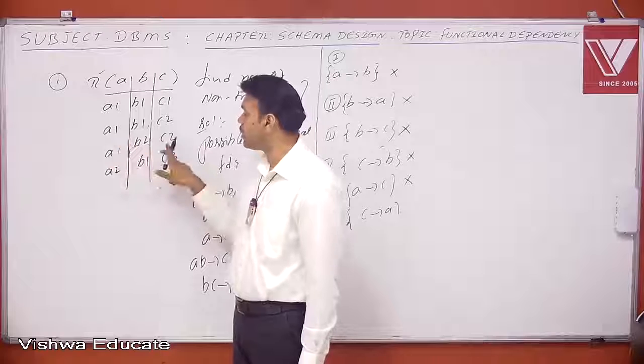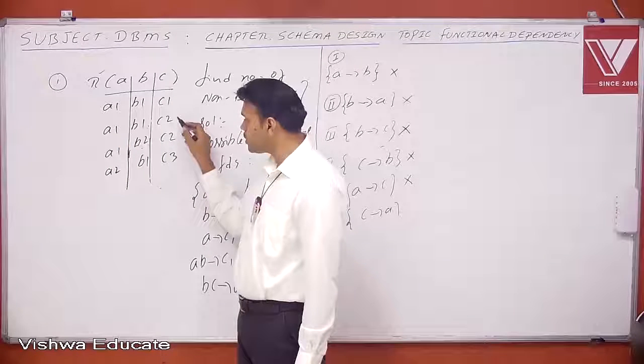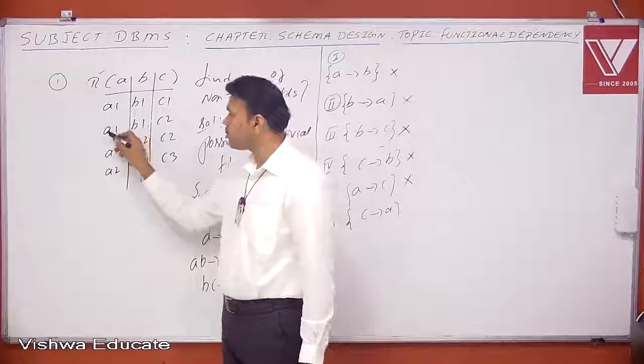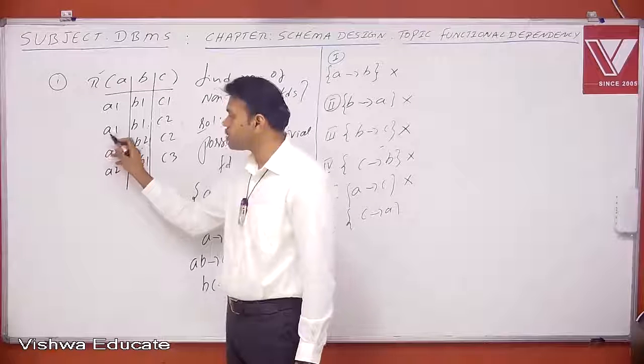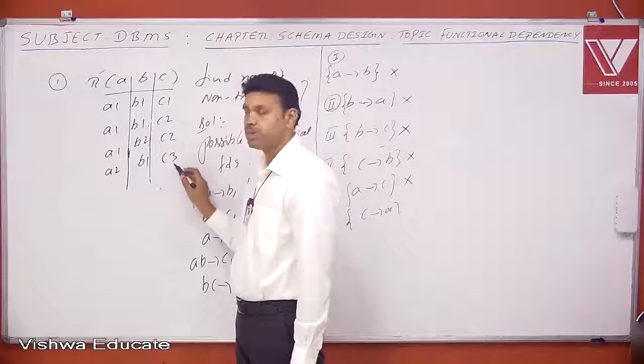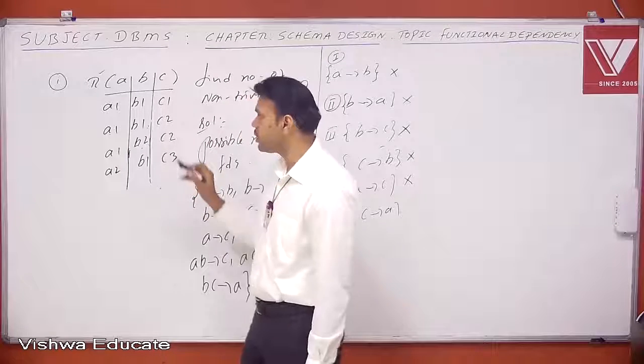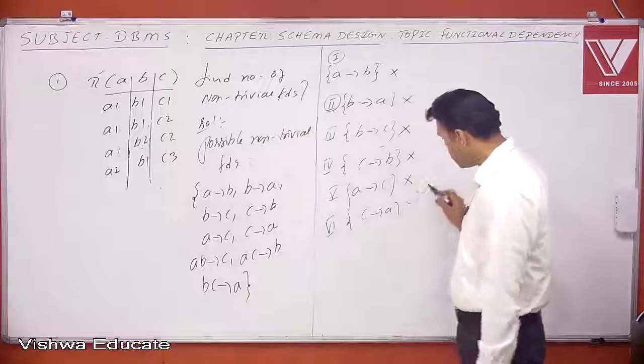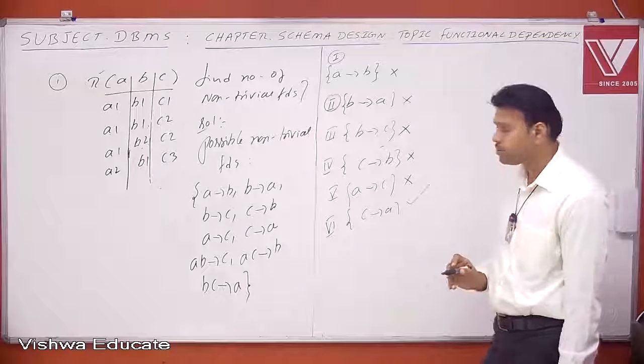What is the value? A1. Next one, C2. Whenever C2 is coming, what has to come? It's the A1 value, so A1 is also repeated. And C3 is a unique value or old value? Unique value because C3 has not appeared earlier. Hence, this is the proved one.